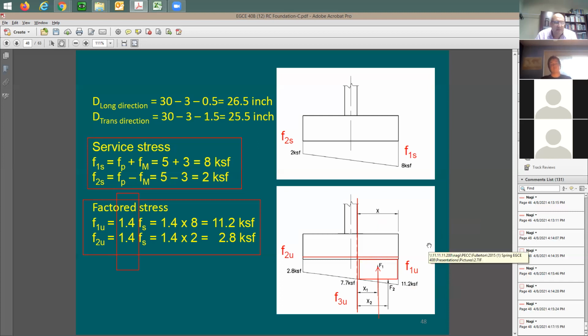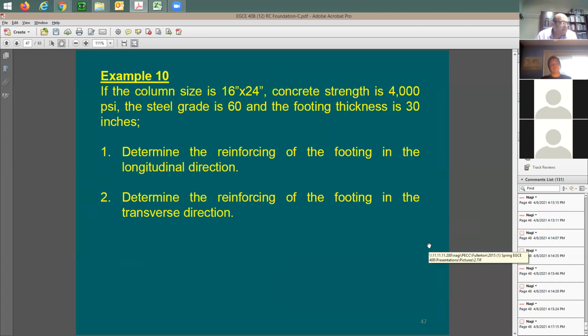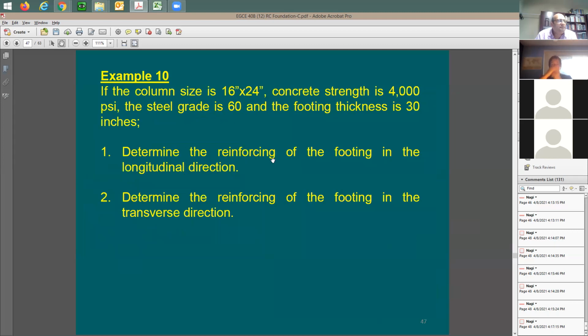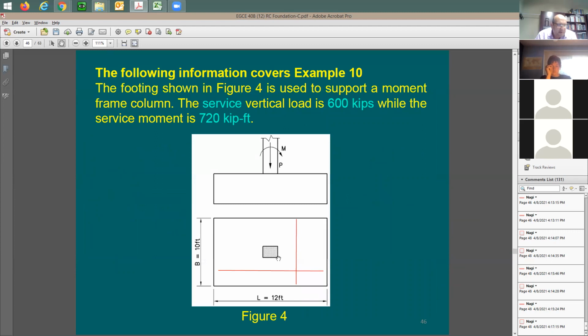Let me go back here one slide. I need to figure out this cantilever length, and then the width is going to be 10 feet. And here's the column size. It says here 16 by 24. So this distance from here to there is going to be 2 feet. 12 minus 2 is going to be 10 feet. You're going to have here 5 feet to the right, 5 feet to the left.